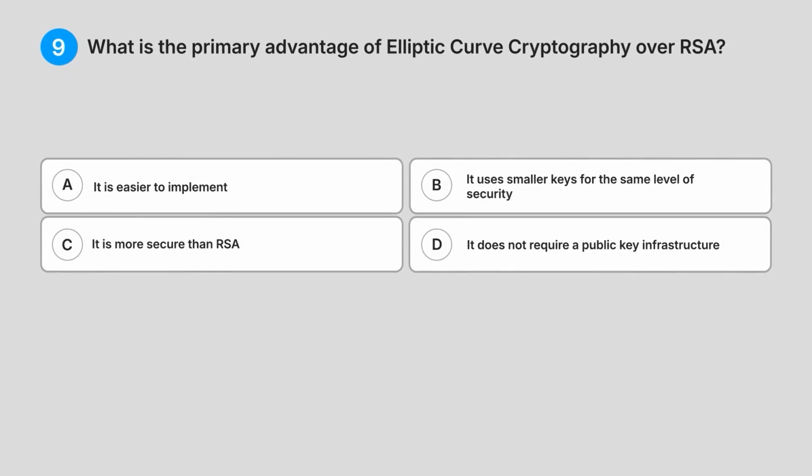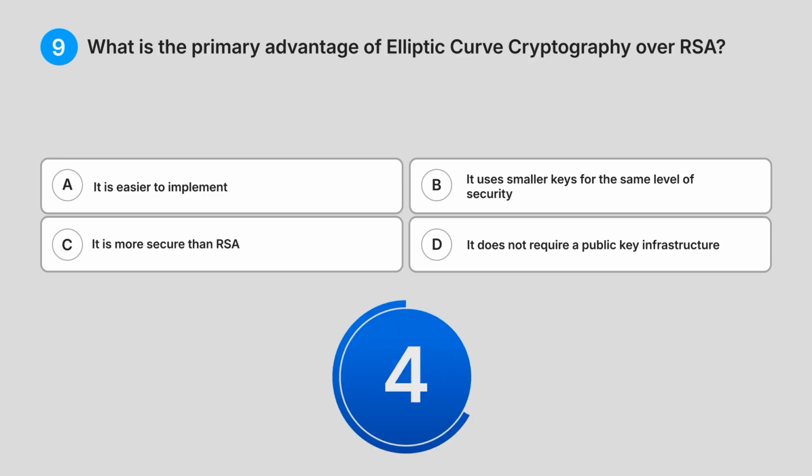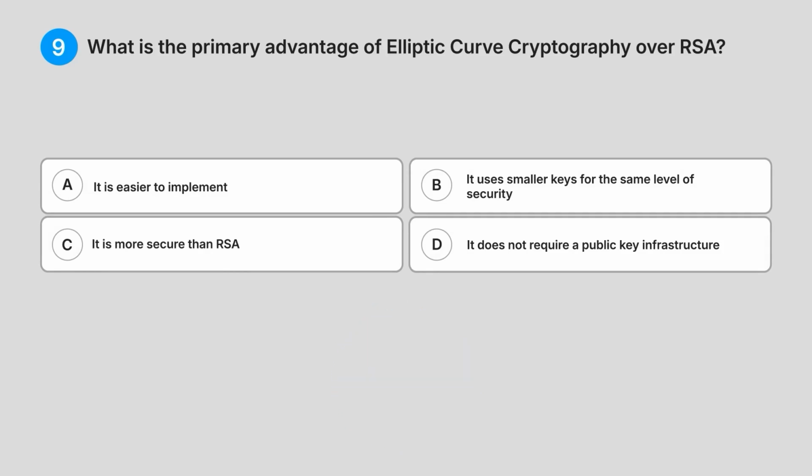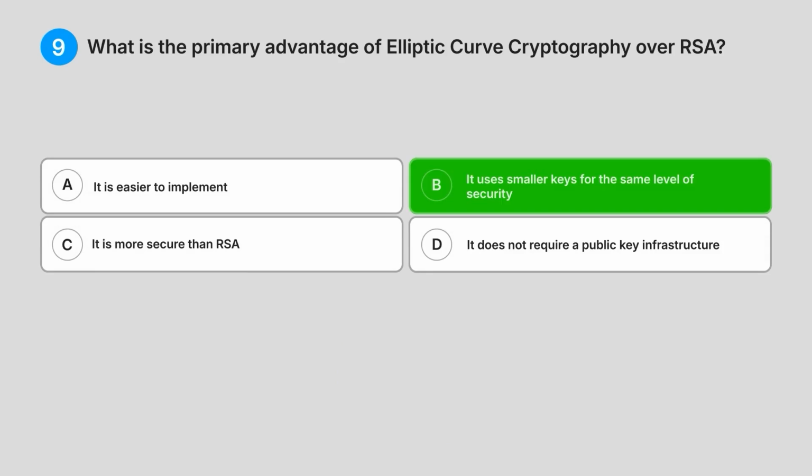9. What is the primary advantage of elliptic curve cryptography over RSA? A. It is easier to implement. B. It uses smaller keys for the same level of security. C. It is more secure than RSA. D. It does not require a public key infrastructure. What do you think is the answer? Correct answer, B. It uses smaller keys for the same level of security.